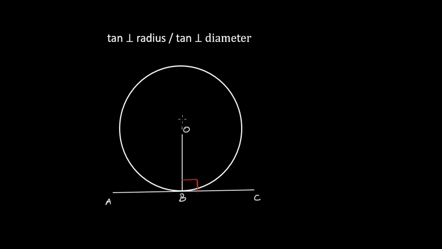Now, suppose the line OB was extended such that we now have the diameter instead. Then the tangent would be perpendicular to the diameter in that case. So these are two almost similar theorems. The first one, it's a radius. The second one, it's a diameter. So tangent is perpendicular to both the radius and the diameter.